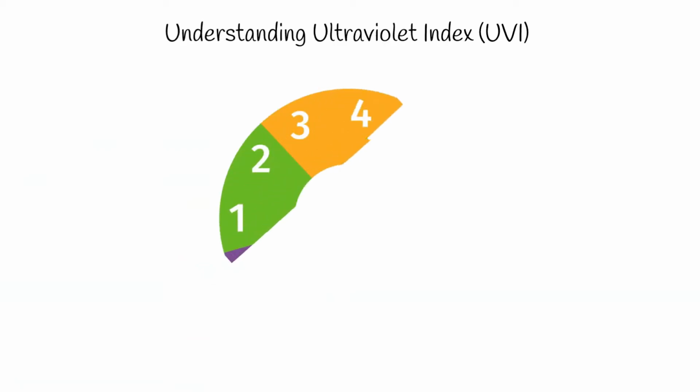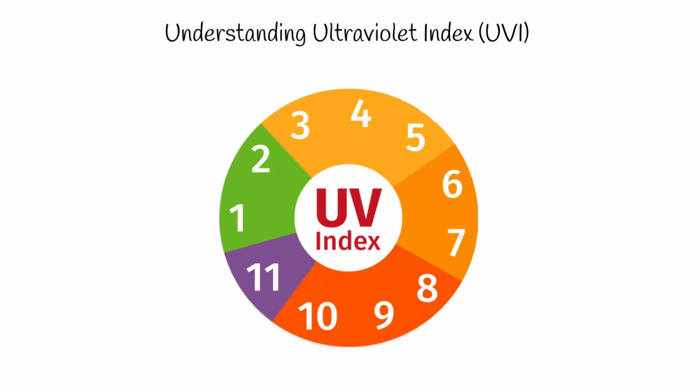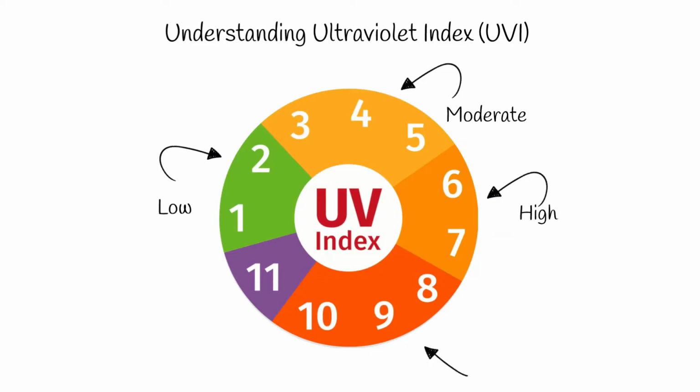Understanding ultraviolet index. There are 5 categories in the ultraviolet index, with 1 to 2 for low, 3 to 5 for moderate, 6 to 7 for high, 8 to 10 for very high, and lastly, 11 for extreme.